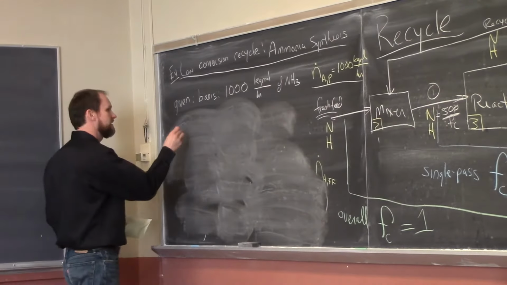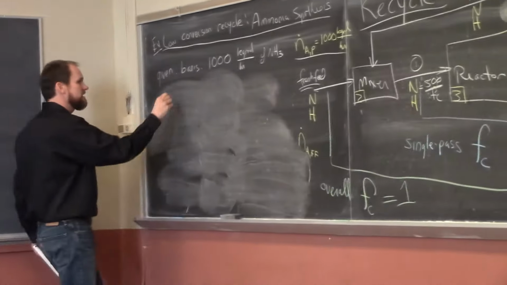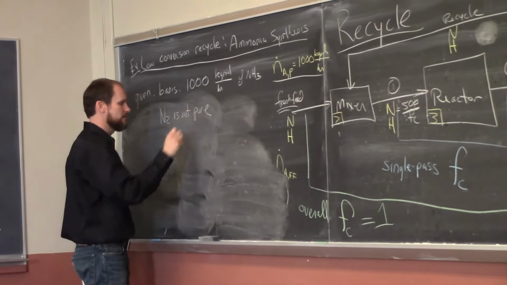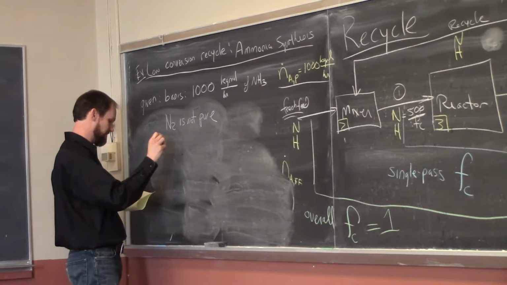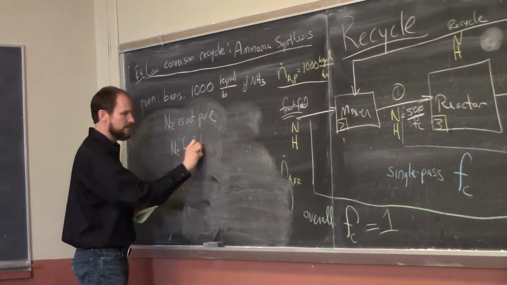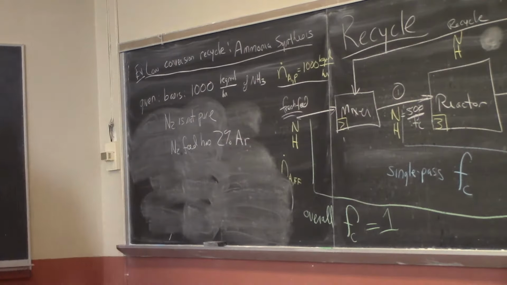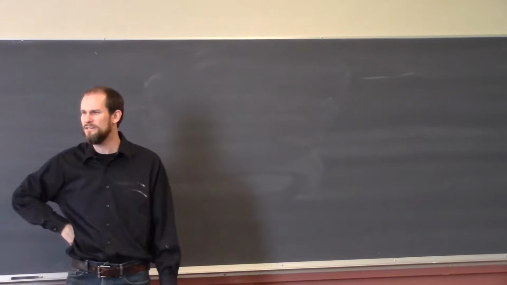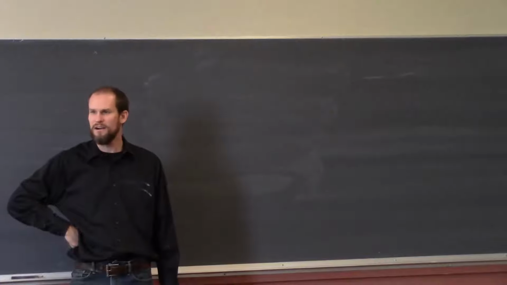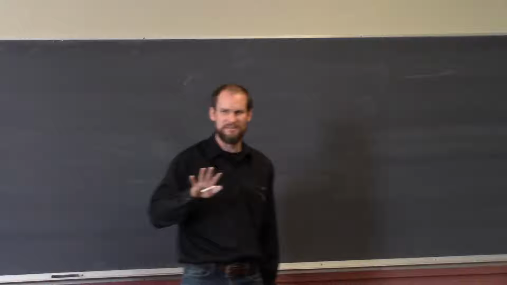Let's say we still want to make 1,000 kilomoles of ammonia. But let's say the nitrogen is not pure. Let's say the N2 feed has 2% argon. Why would I get argon in the nitrogen feed? The atmosphere is like 0.75% argon. So if we're just separating nitrogen and oxygen, we're going to end up with argon in our nitrogen.